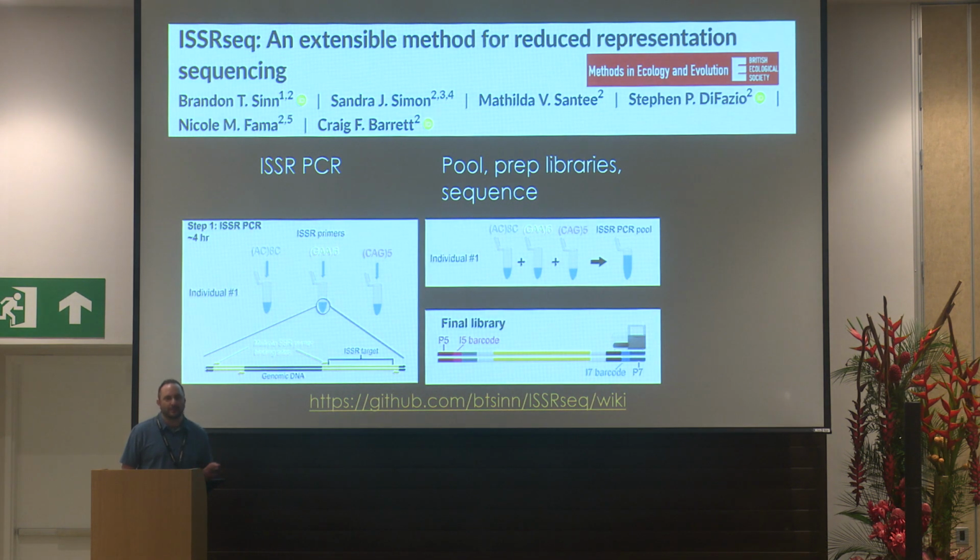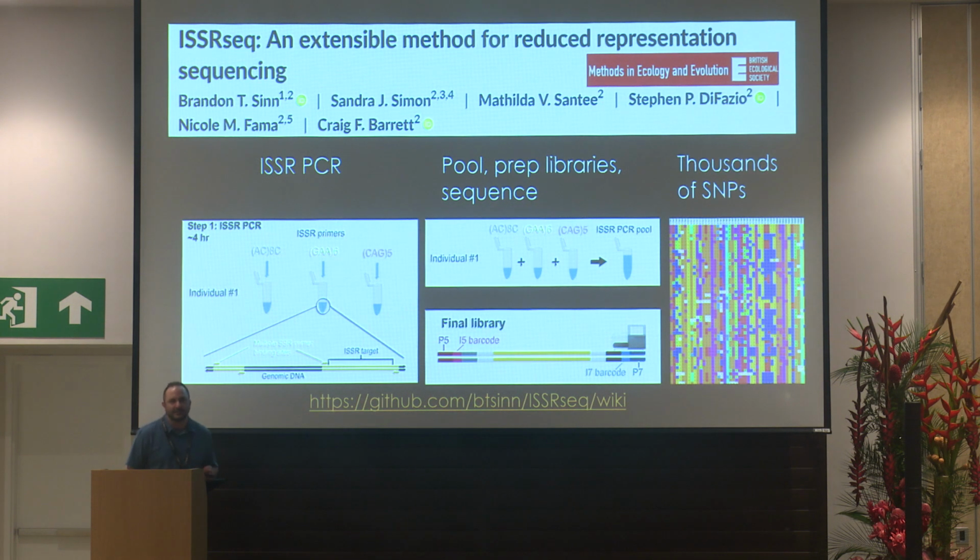So this is a reduced representation method, and we're getting levels of variation that are quite similar to things like RAD-seq and genotyping by sequencing. And it's really easy. Undergraduates can do it in the lab. It's just PCR based. It's a lot of fun. Okay, so we're generating single nucleotide polymorphisms across the complex.